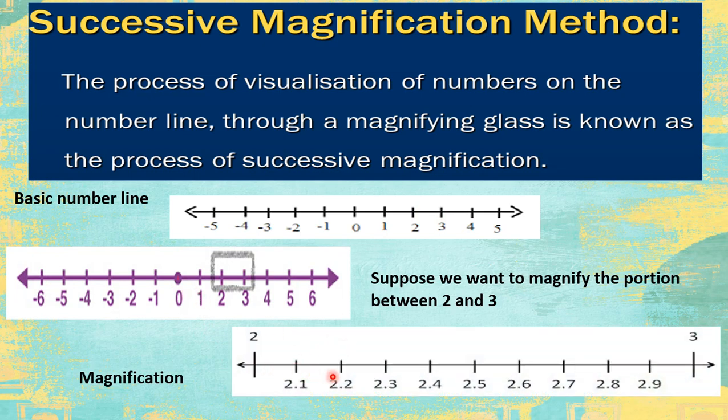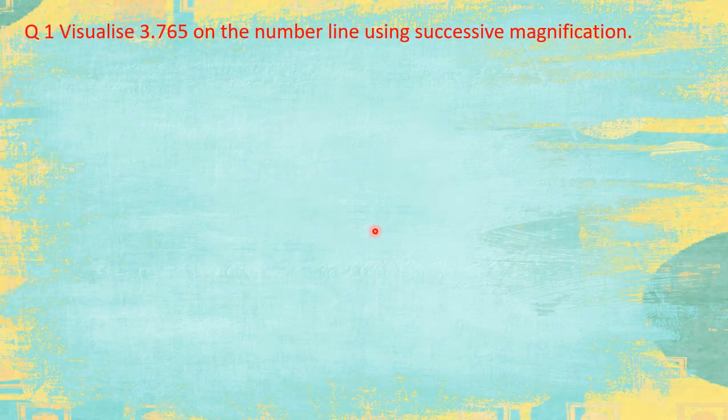So 2.1, 2.2, 2.3, 2.4, 2.5, 2.6, 2.7, 2.8, 2.9 and then 3. So this is the magnification of 2 and 3 on the number line. Using this we represent the real number on the number line. So let's visualize 3.765 on the number line using successive magnification.